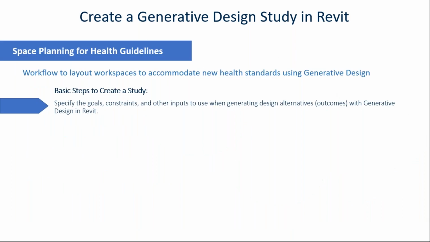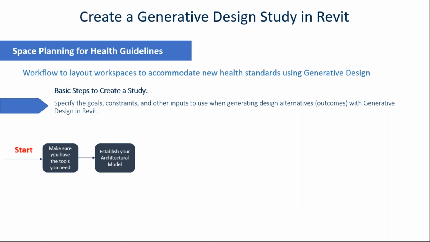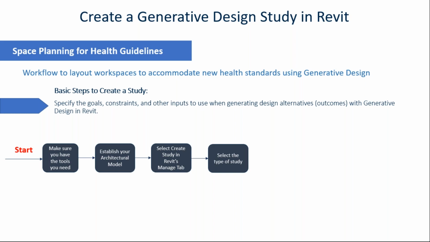So if we wanted to quickly look at a typical workflow of the basic steps of how you set up a study like this in Revit, it would look something like this. Your starting point would obviously be to make sure you've got the tools that you need. Your Revit model has to be set up and established. And once that is done, within your Revit's Manage tab, you will select Create Study. From there, you will select the type of study that you want to do. And then you will select the method or the algorithm that you want to use when generating your outcomes.